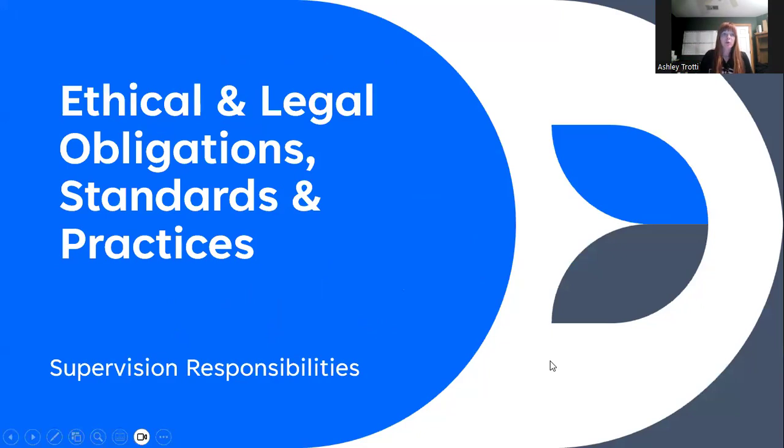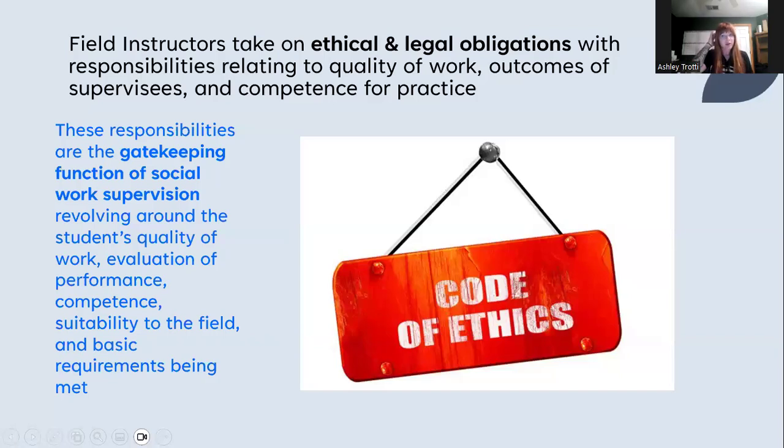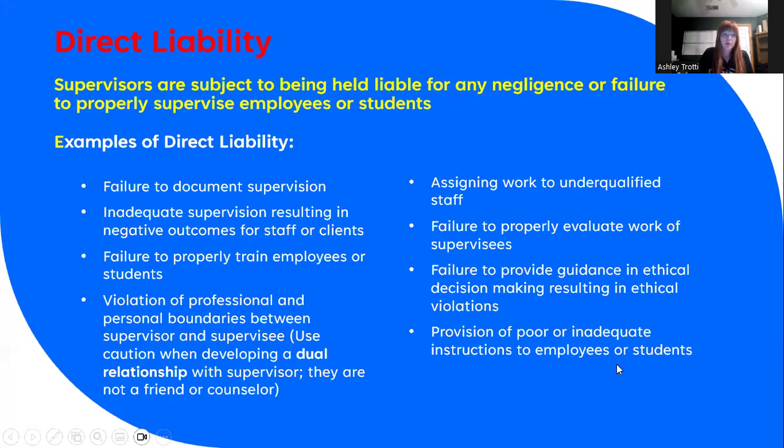This chapter discusses really important ethical and legal obligations. Field instructors take these obligations on with regard to responsibilities relating to quality of work, outcomes of supervisees, and competence for practice. It's important that we understand that supervisors are subject to being held liable for any negligence or failure to properly supervise their employees or their students, such as failure to provide guidance in ethical decision-making, resulting in ethical violations, or a violation of professional and personal boundaries, things of that nature.